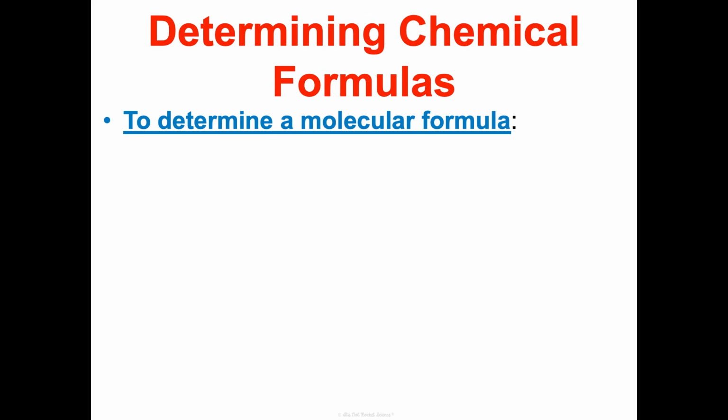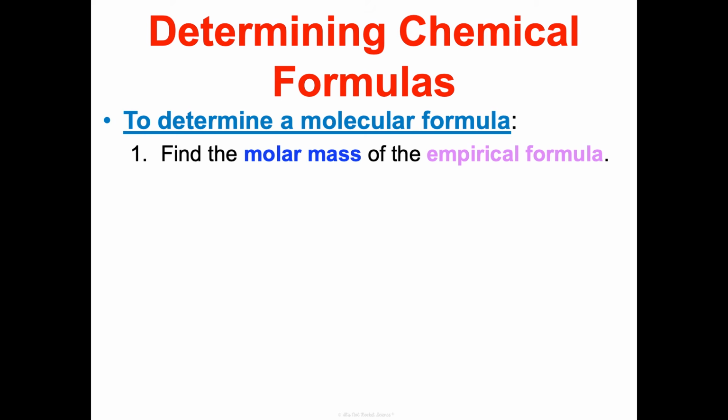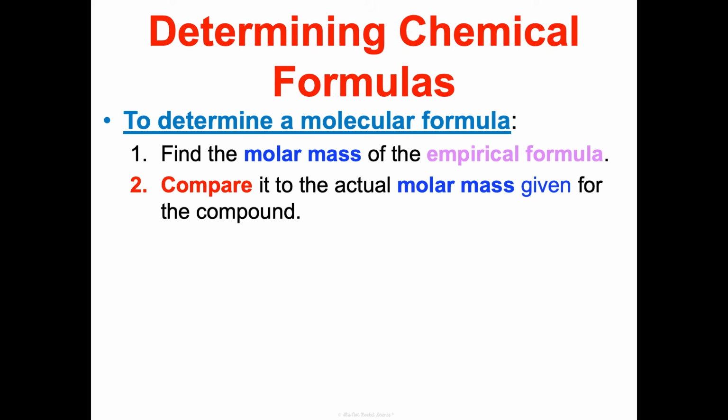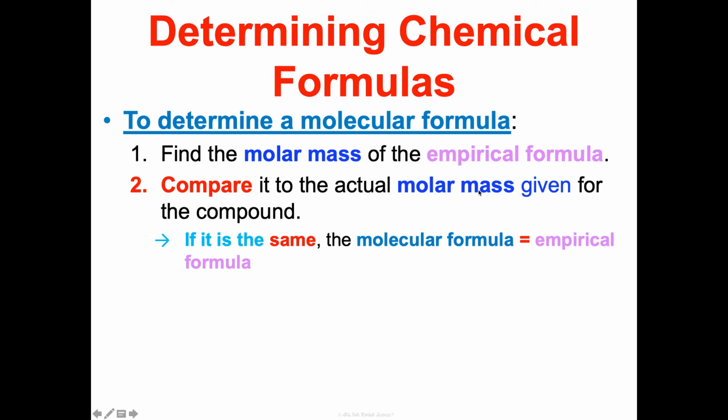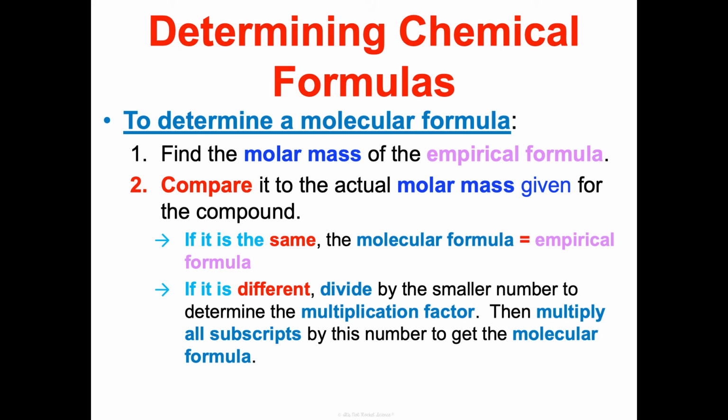Basically, to figure out a molecular formula, you have to find the molar mass of the empirical formula. This is just taking it one step further. Now we're going to find its molar mass and compare it to the actual molar mass given for the compound, so that has to be given to you. If it's the same, then the molecular formula equals the empirical formula. If it's different, you divide by the smallest number, and that gives you your multiplication factor. Then you multiply the whole thing by that number, and you'll get your molecular formula. Sounds more complicated than it is.